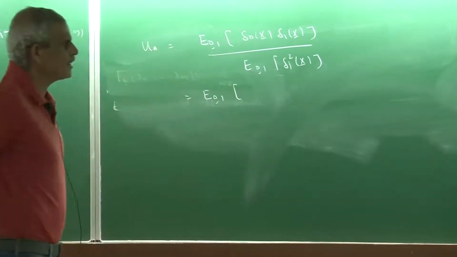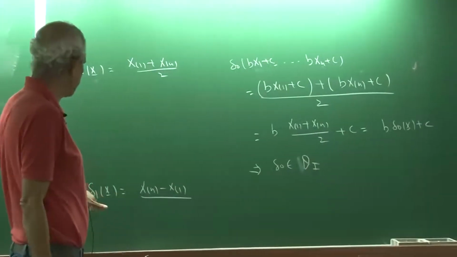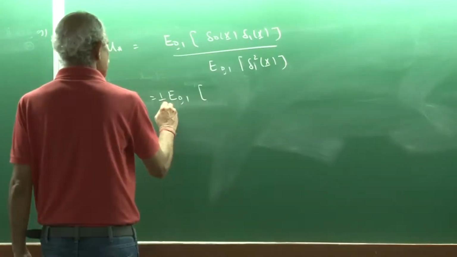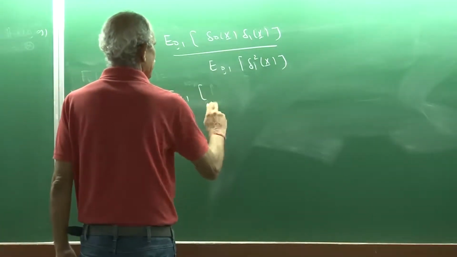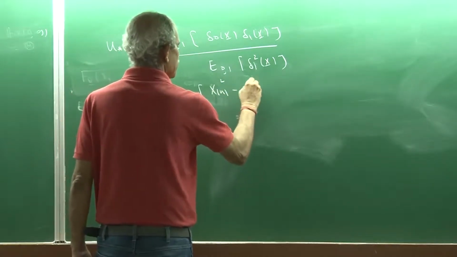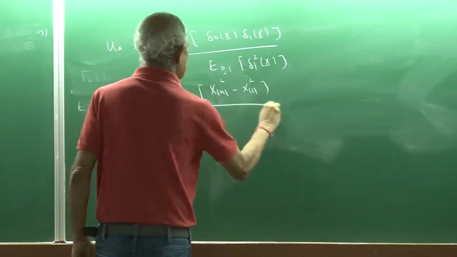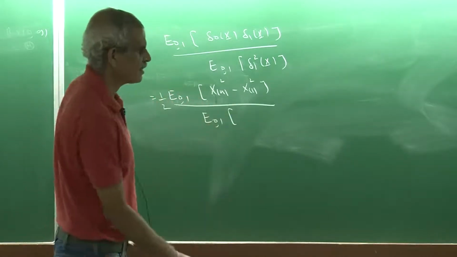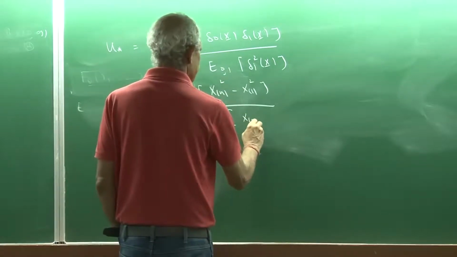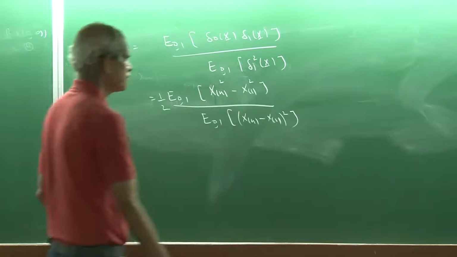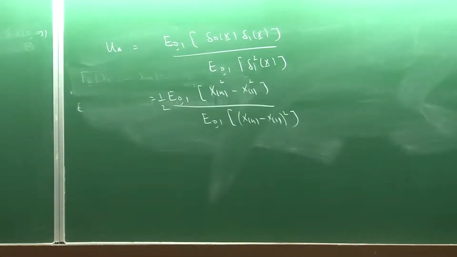delta naught x is nothing but xn plus x1 by 2. Delta 1 x is xn minus x1 by 2. So it becomes 1 by 2 xn square minus x1 square divided by E01. Delta 1 x is nothing but xn minus x1. So this is what it is. So you need to calculate this.